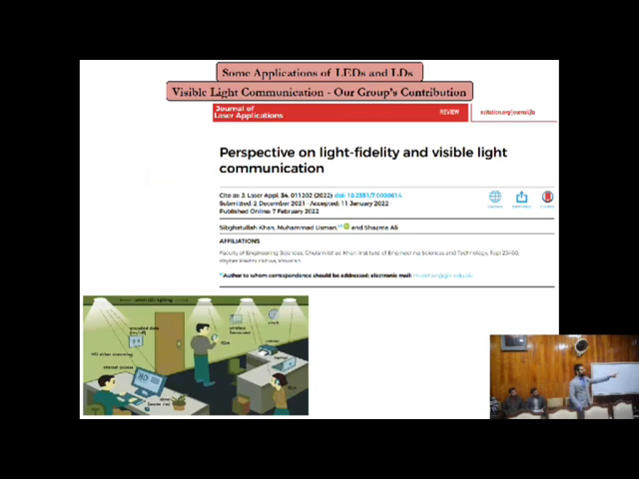This work actually inspired us. I've had this image in my mind for quite some time actually. And then that led me to produce this work with my amazing students, a perspective on light fidelity. We are aware of Wi-Fi. So light fidelity is actually Li-Fi, and how we can use the light that is already available around us to propagate data, to use it as a source of data communication.